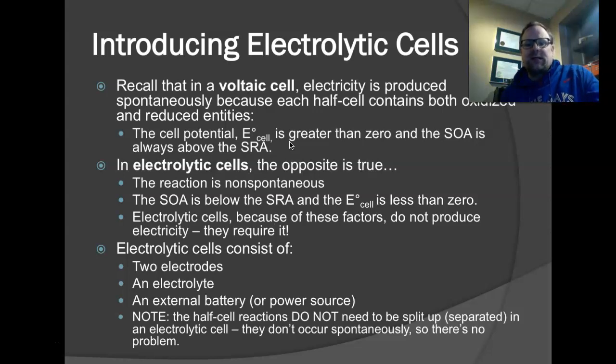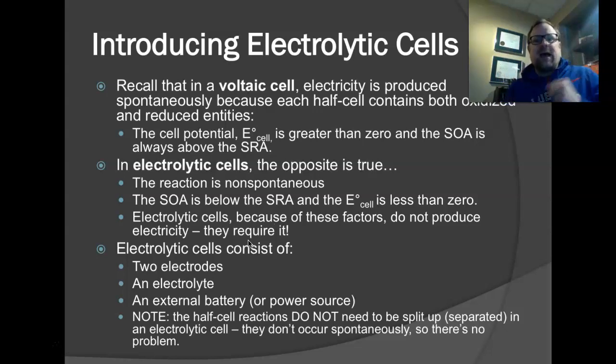In electrolytic cells, because of these factors, they do not produce their own electricity. We said up here that voltaic cells produce their own electricity. In fact, electrolytic cells require energy. If you think about it for a second, that should make sense. Because if it's a non-spontaneous reaction, and you hook the whole thing up like you would a voltaic cell, nothing is going to happen.